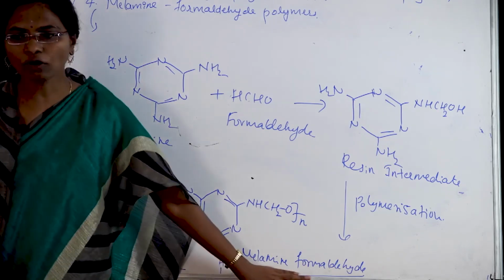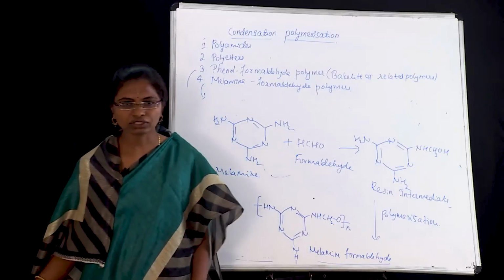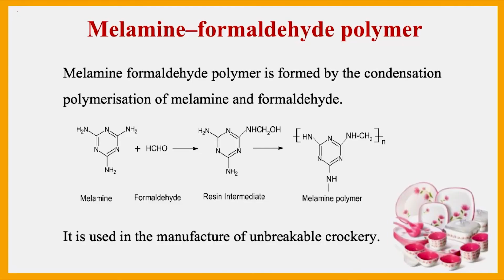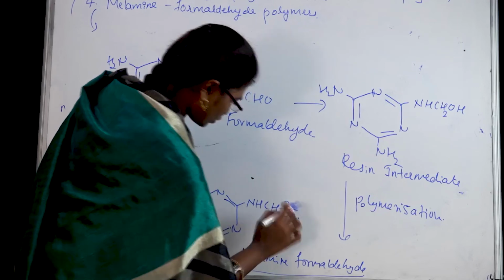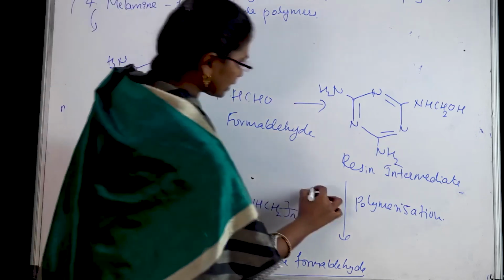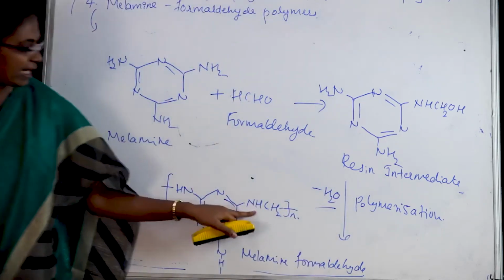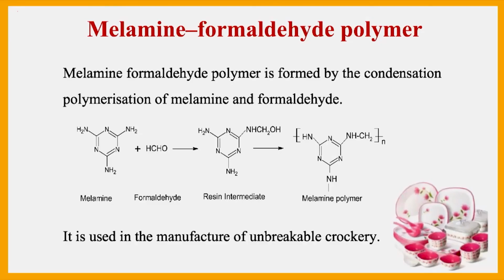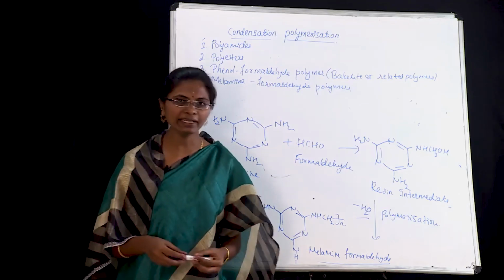This is the melamine formaldehyde structure. It is used in the manufacture of unbreakable crockery. Sorry, the O is not there, because OH plus H from the amine group will be eliminated as water here. So, here only NHCH2. This one is used in unbreakable crockery. You can see it in the picture also. So, this is all about melamine formaldehyde polymer.